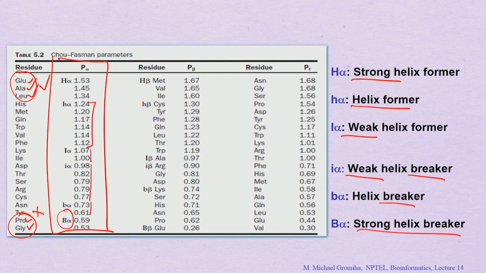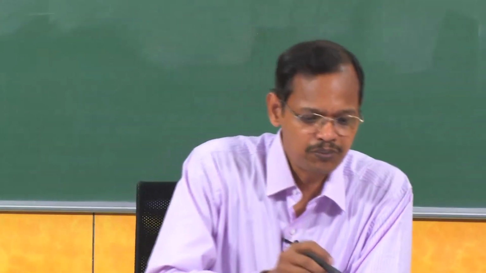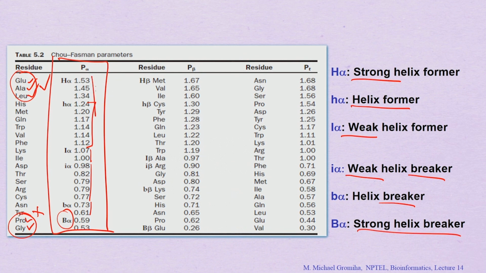You can use this information to predict the secondary structures. If you have any segment which contains mainly these formers, then there is a high probability for it to be in helix. If it has more residues in the breaker category, then it has less probability to be in alpha helix. This is for helix. Then we can do this for beta strand or coil or turn.